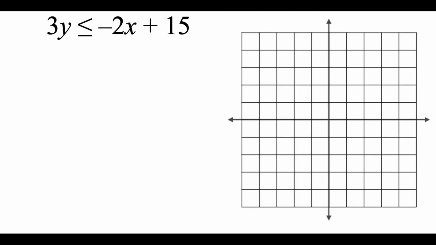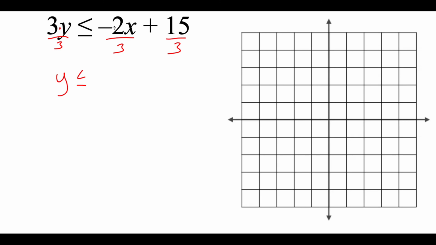Now as we take a look at our next example here, we've got 3y is less than or equal to negative 2x plus 15. Step number 1 says that we want to get our inequality to look like y equals mx plus b. So we've got that 3 that's hanging out in front of the y that we're going to have to get rid of. So 3y really means 3 times y. So to get rid of that 3, what we're going to have to do is divide everything in here by 3. So when we do that, we're going to get y is less than or equal.